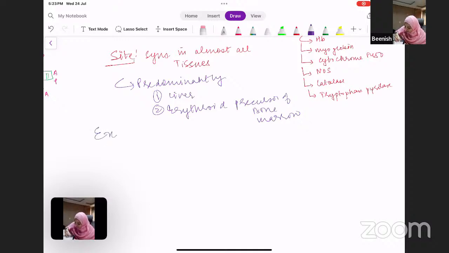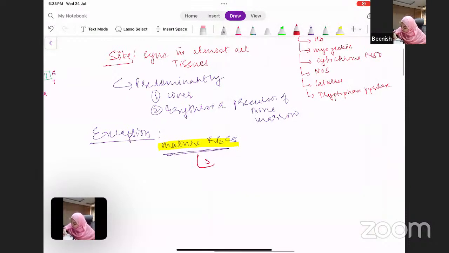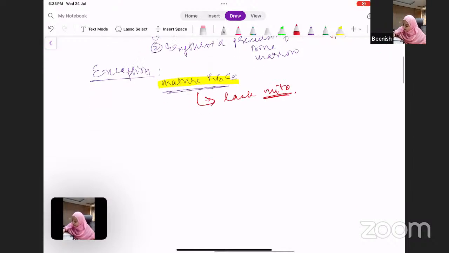Also, there is an exception where heme is not synthesized. It is not synthesized in mature RBCs. So always remember, heme is not synthesized in mature RBCs. And why is it not synthesized in mature RBCs? Because our mature RBCs lack mitochondria, and the initial and the last three steps of heme synthesis take place in the mitochondria.